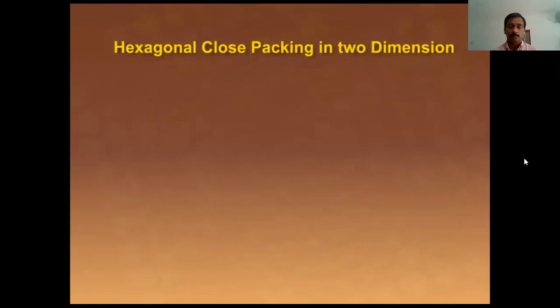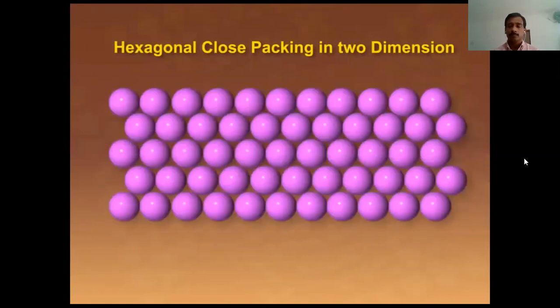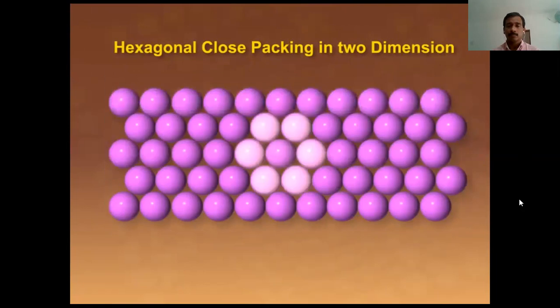Hexagonal close packing in 2 dimensions. In this, spheres of the second row fit in the depression of the first row. First and third rows are vertically aligned. Each sphere is in contact with 6 of its neighbors. Thus, the coordination number is 6. Centers of 6 adjacent spheres are at the corners of a regular hexagon. This type of packing in 2 dimensions is called hexagonal close packing.